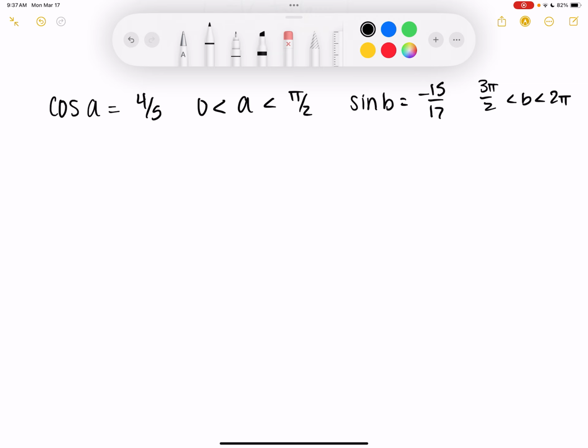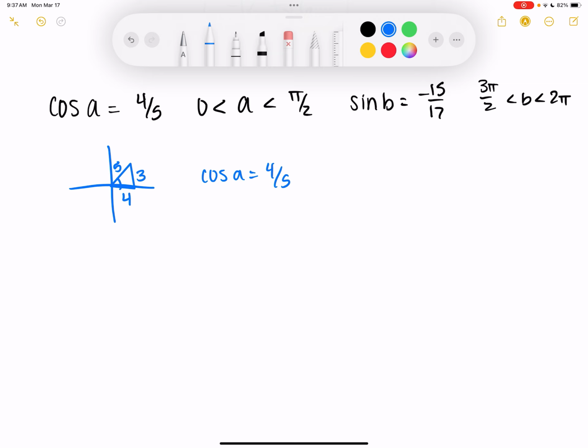So I'm going to set up a triangle for A. I know that the cosine of A is 4 over 5. And I know that this is in what quadrant? 1. So I know that this triangle is here. Now, A is always this angle here. So 4 is the adjacent side, 5 is the hypotenuse. What does that mean my other side is? 3. So the Pythagorean triple. If you don't know that, then you'd use the Pythagorean theorem.